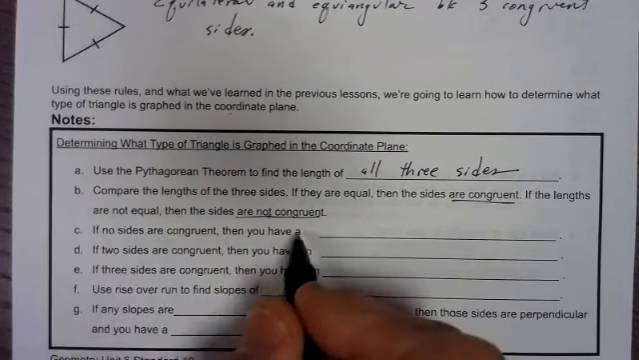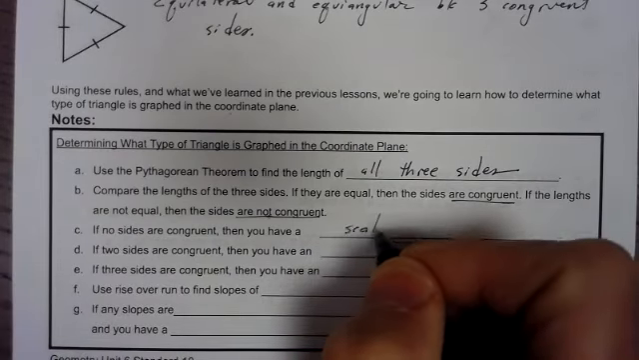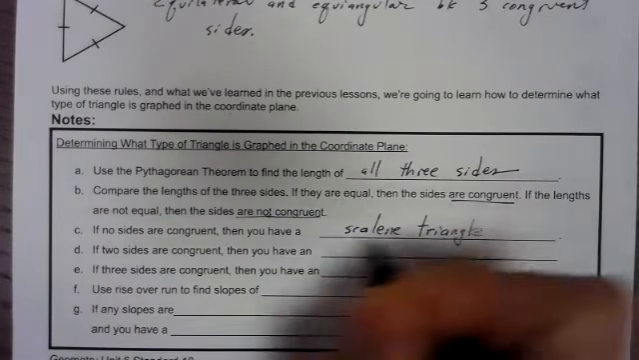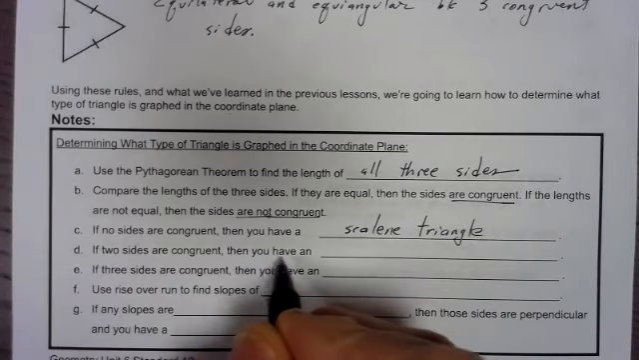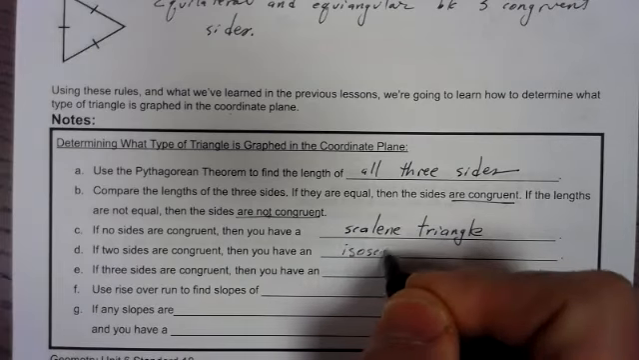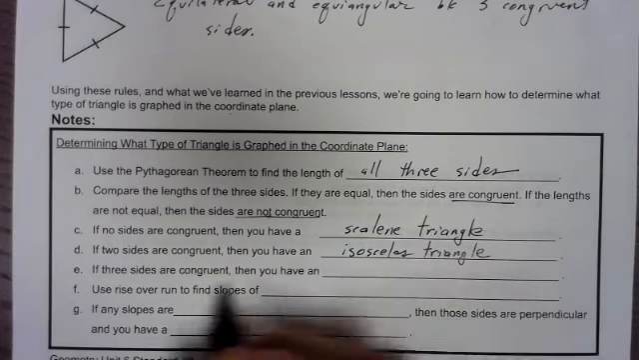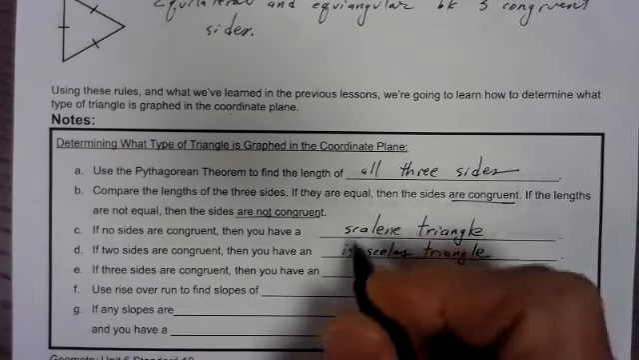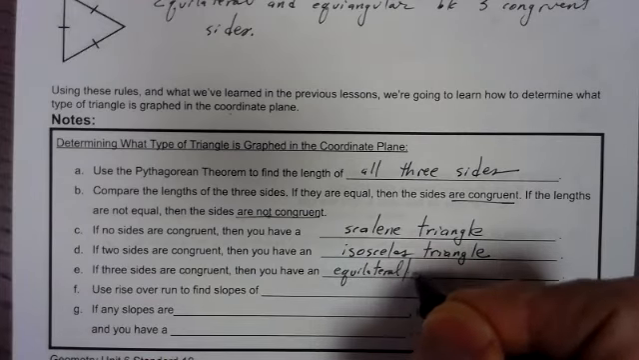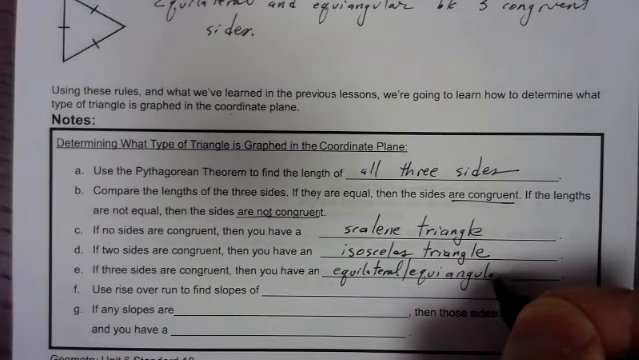If no sides are congruent, then you have a what type of triangle? Yep, it's a scalene triangle. And if 2 sides are congruent, as we saw up above, then you have an isosceles triangle. If 3 sides are congruent, then you have an equilateral, equiangular triangle.